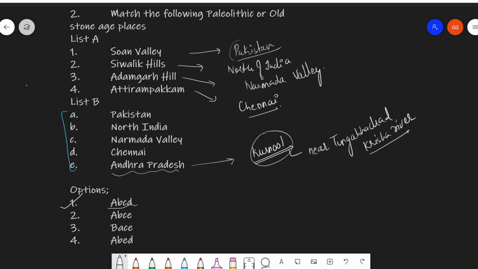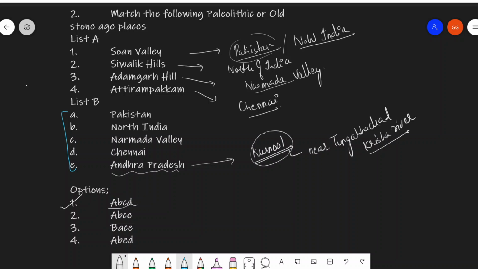Son Valley is in today Pakistan. In place of Pakistan, you could have also gotten an option, for instance, the northwest India. So both these locations are correct. Shivalik Hills in north of India, Adamgarh Hill is in Narmada Valley, and Atirampakkam is in Chennai.